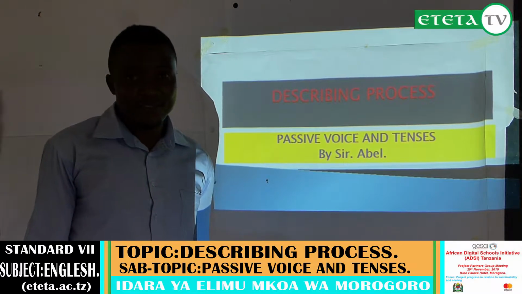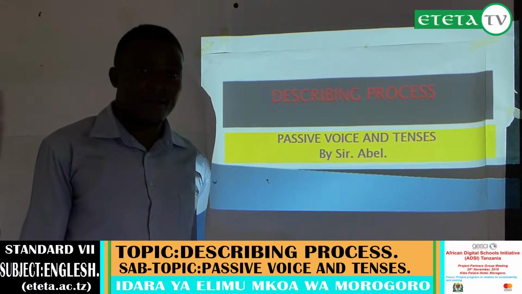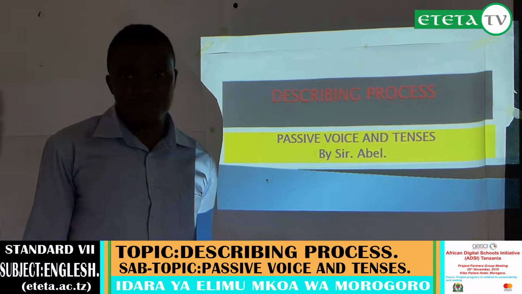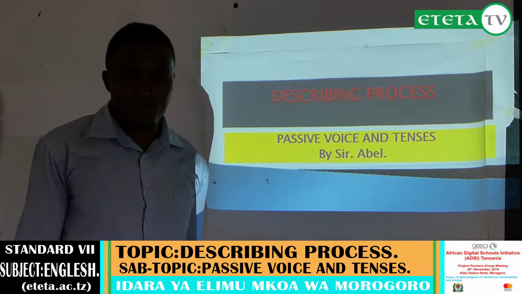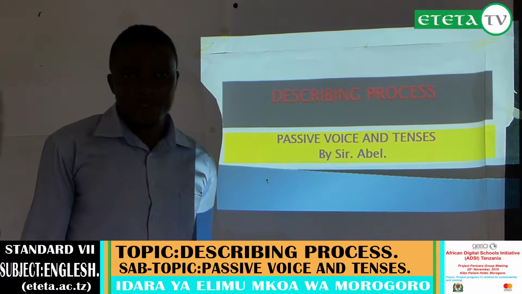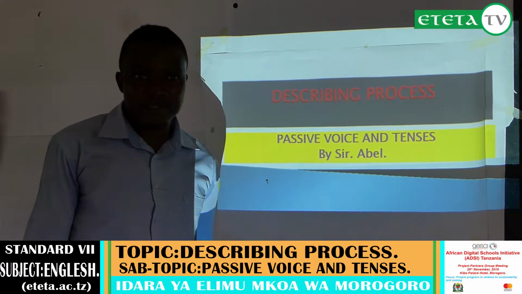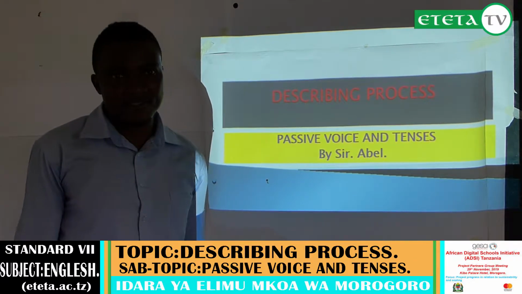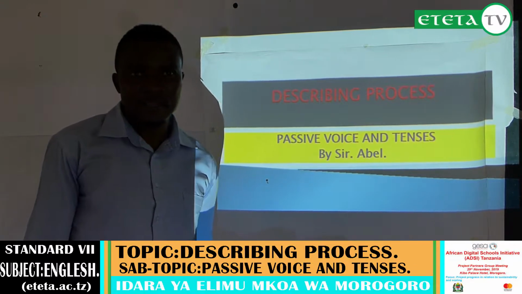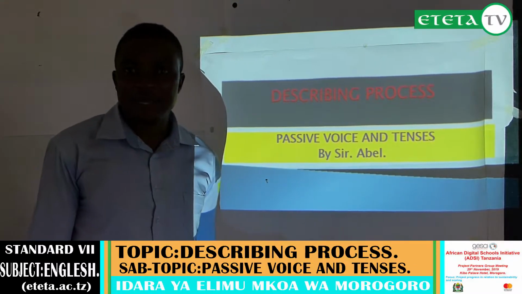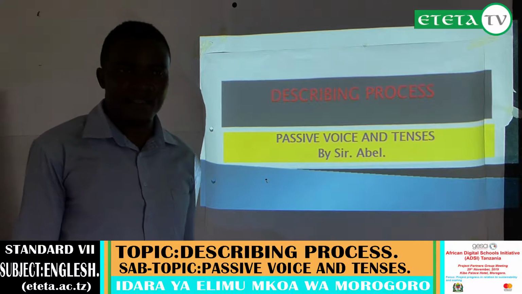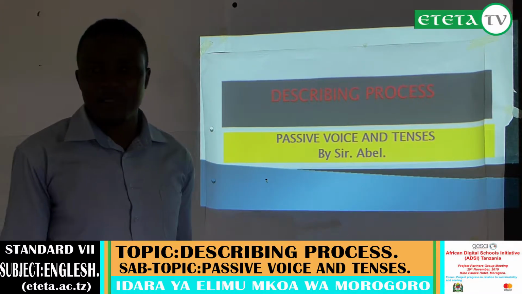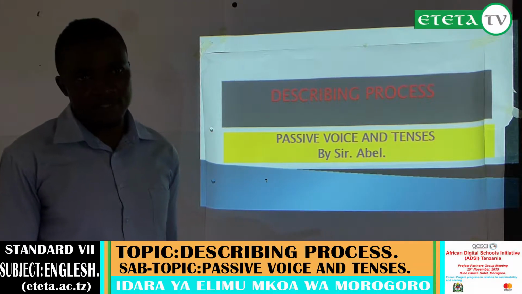My name is Abel, and I am going to teach you English language Standard 7 based on the topic called describing process. And today we are going to discuss the subtopic called passive voice and tenses. As you know, we cannot talk about passive voice without concerning active voice. So it is active voice and passive voice with tenses in describing process.